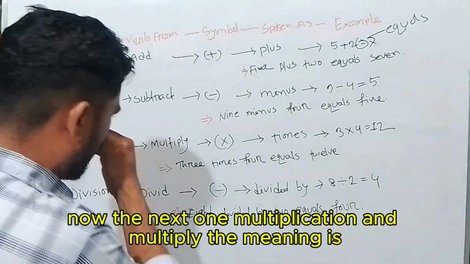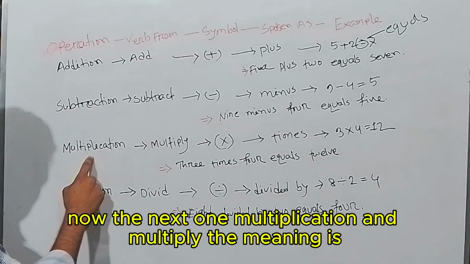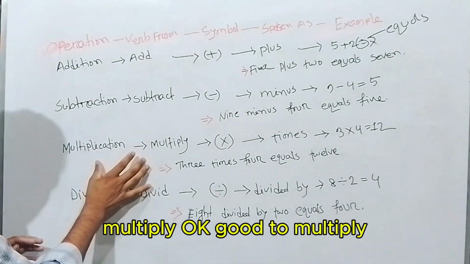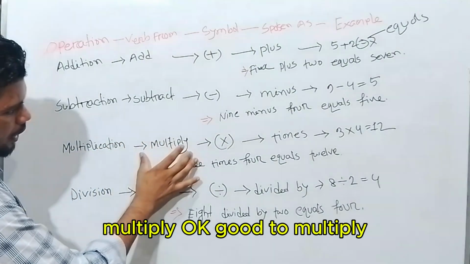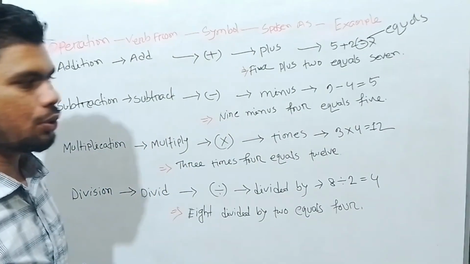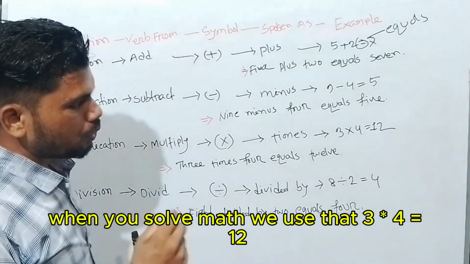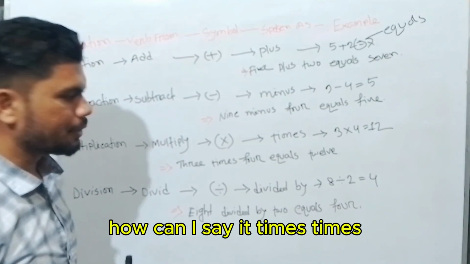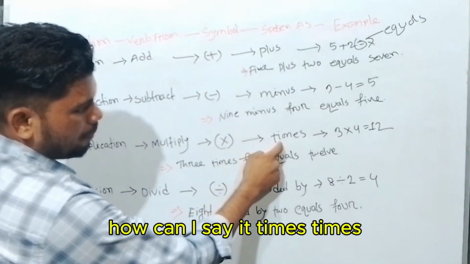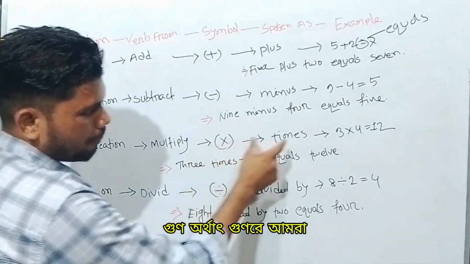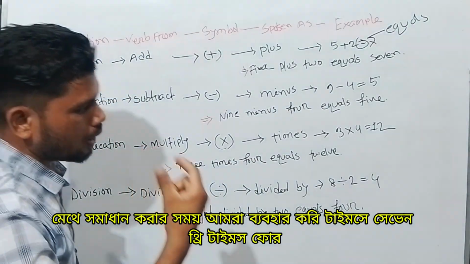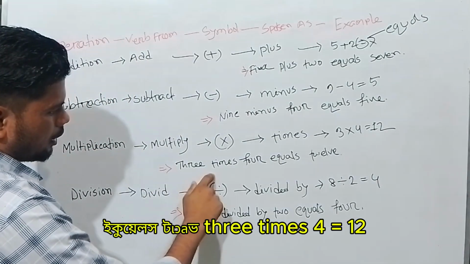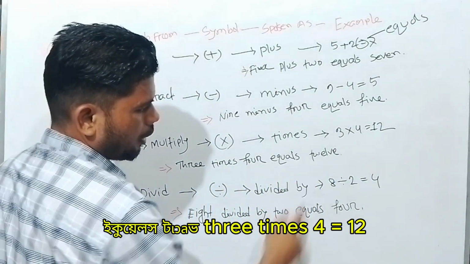Good job. Now the next one, multiplication and multiply. The meaning is multiply, গুণ. We don't use multiplication and multiply in math at all. When you solve math, we use 3 times 4 equals 12. How can I say it? Times, গুণ, when we solve math we use times for multiplication. 3 times 4 equals 12. 3 times 4 equals 12.